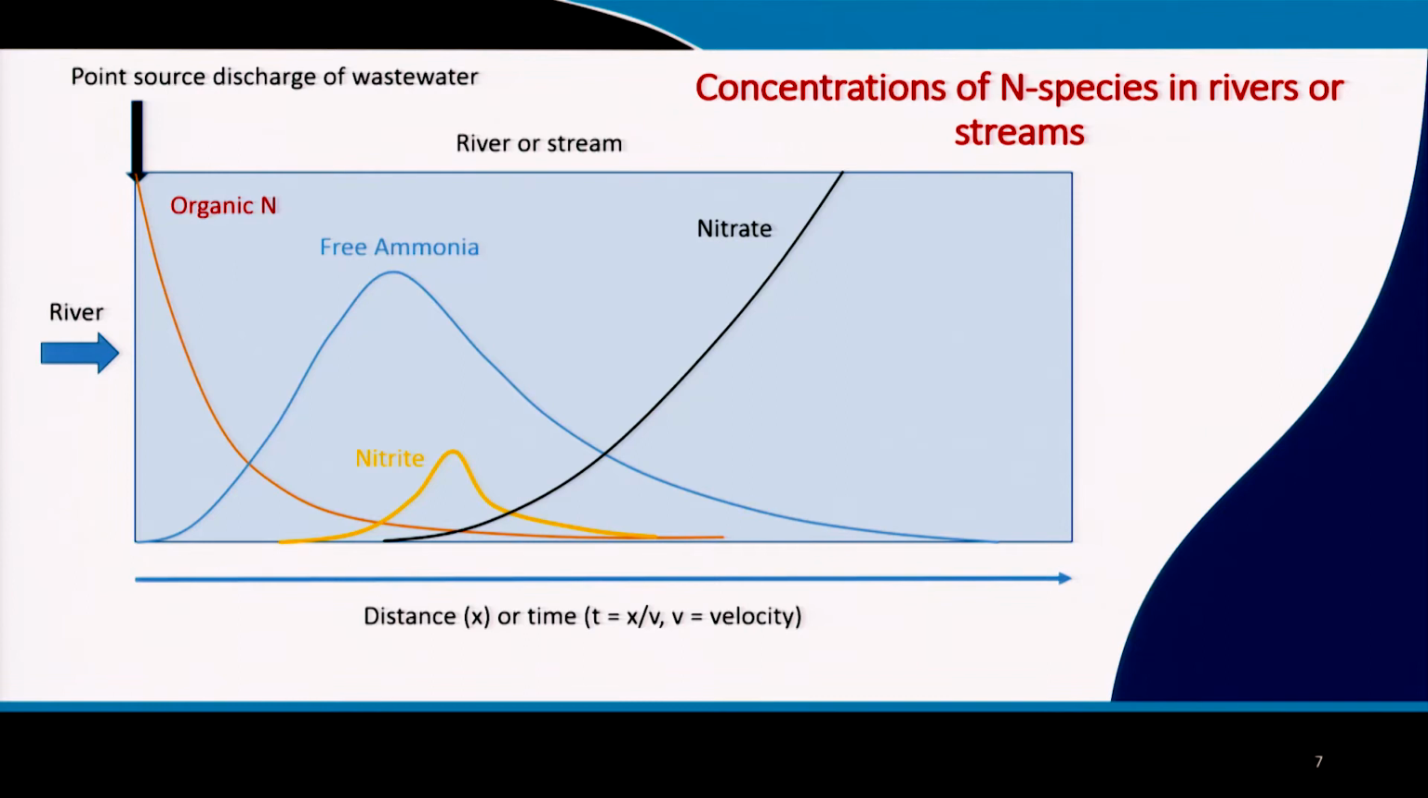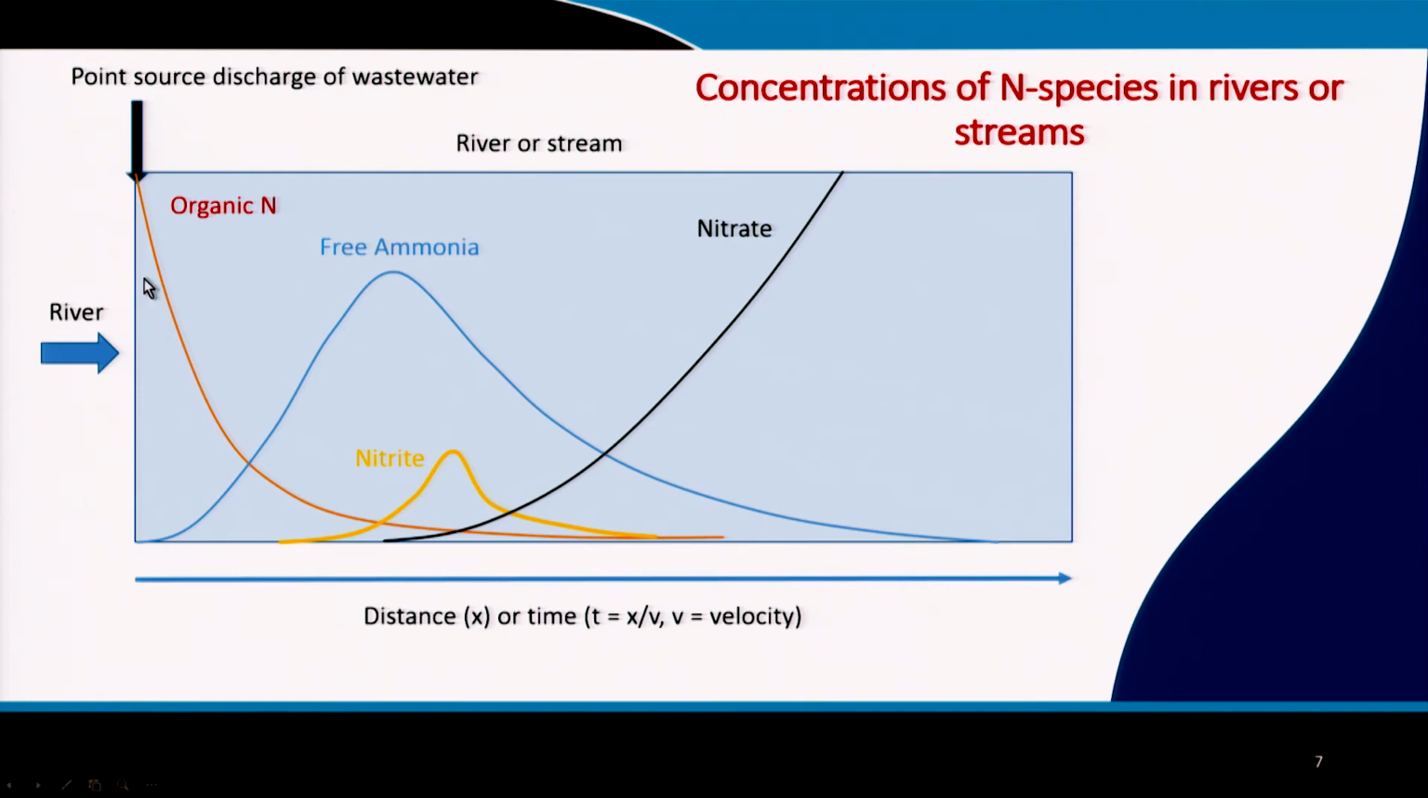Having discussed nitrification in terms of the individual bacterial species that are involved in converting one nitrogen species to another, let's also take a holistic view of how it happens in the natural environment. This is a very simple and very interesting example of how nitrogen species in rivers or streams are converted from one form to another.